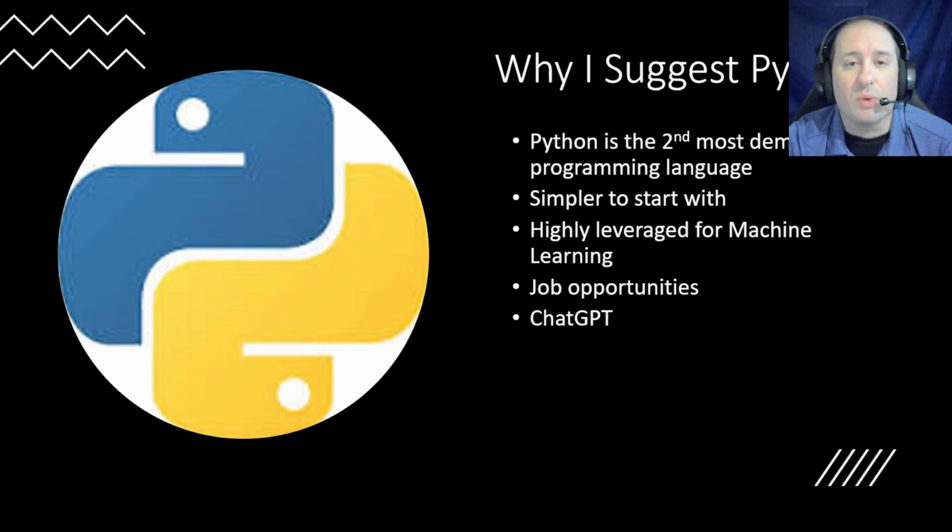It's simpler to start with. So Python is one of the most simple languages that I've learned along my career, and it's really easy to get started with. It's highly leveraged for machine learning. It's one of the most popular languages used in machine learning. I mentioned in the reading, for example, PyTorch, which is used for many of those, as well as some other libraries in Python. Like I mentioned, in a lot of large corporations they use Python, and it's a good job opportunity to get yourself into a great development career.